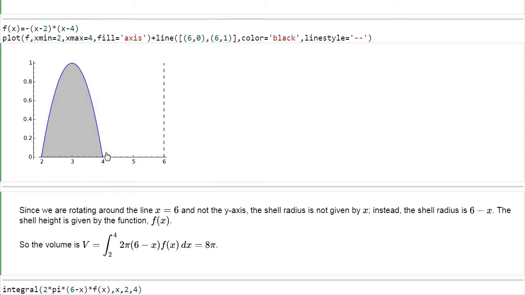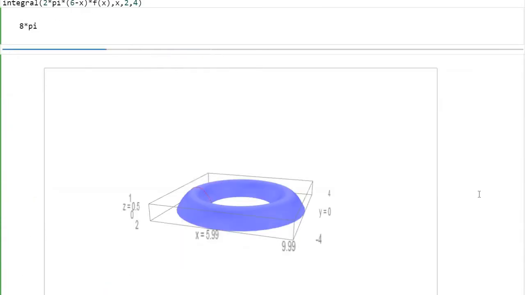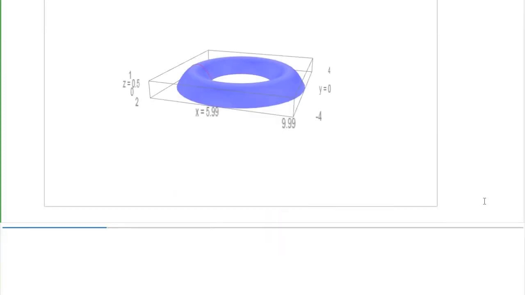That's not the center. The center is here at 6. So the radius is the distance from this axis to whatever x value I cut my shell at. So in other words, 6 minus x. So 2 pi, 6 minus x is the radius, f of x is the height, x goes from 2 to 4, and Sage tells me the answer is 8 pi. Here's the picture of that one, if you want to play around with that one.